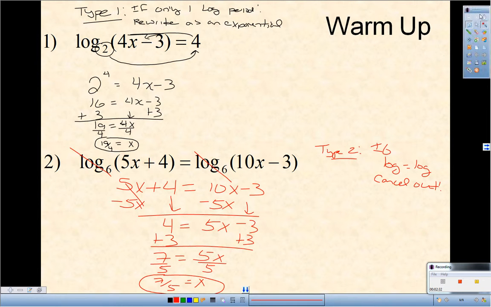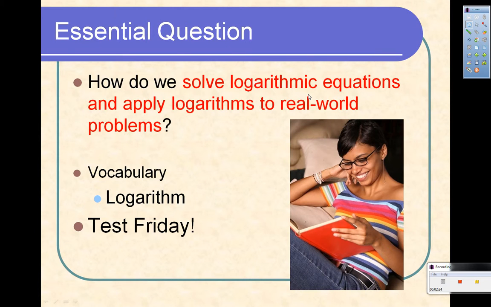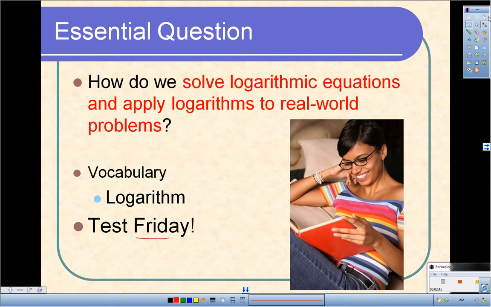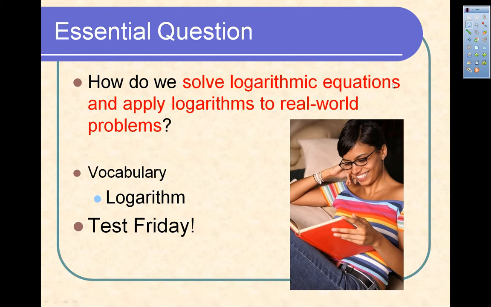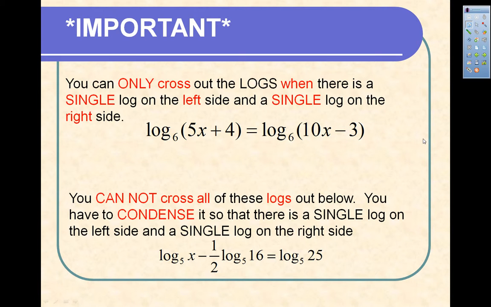So, your essential question for today is, how do we solve logarithmic equations, and also, how do we apply logarithms to real-world problems? Just remember that you will have a test on Friday, and you will have a quiz on Wednesday. Now, this material will not be on the quiz, however, it will be on the test. Alright, let's jump right into it, and let's go over some notes right quick.